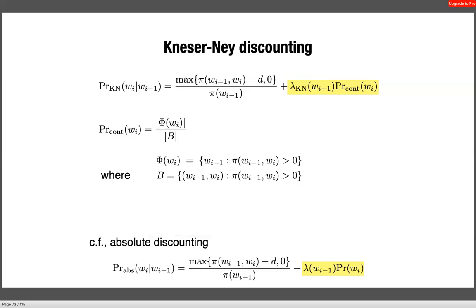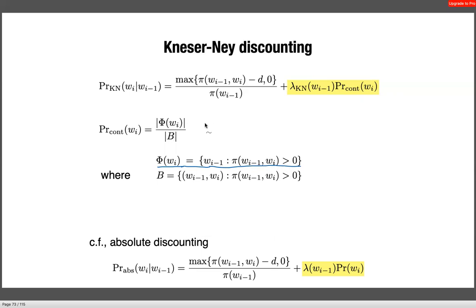So now we can define what these terms would evaluate to. This continuation probability of a word w_i would be the size of the set, which I'm defining as phi of w_i, which is all the w_{i-1} such that the bigrams w_{i-1} w_i have a count greater than 0.